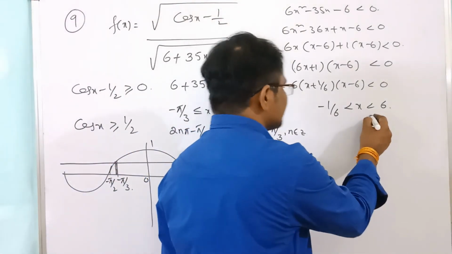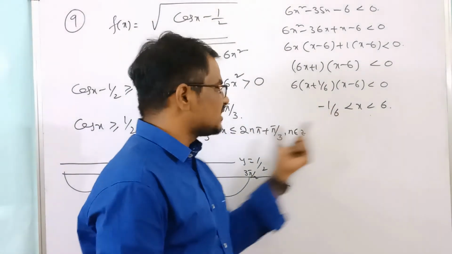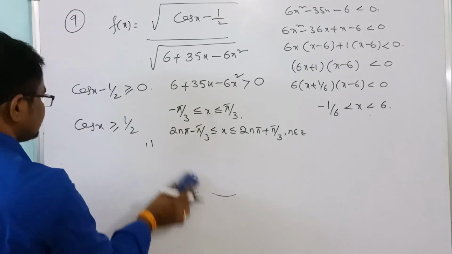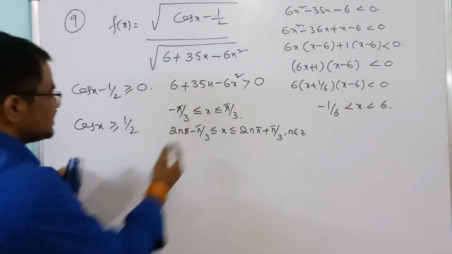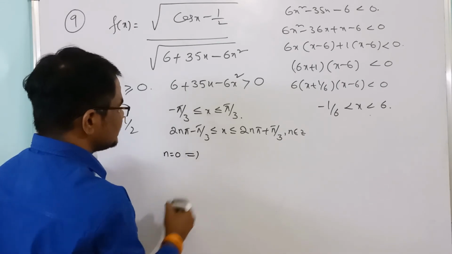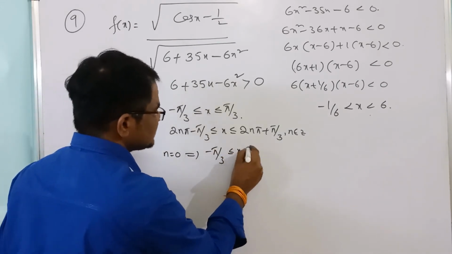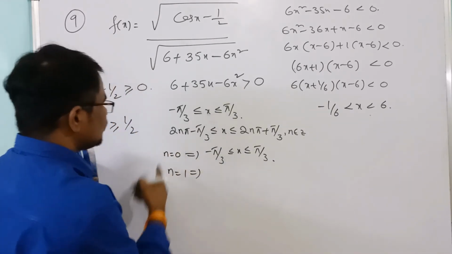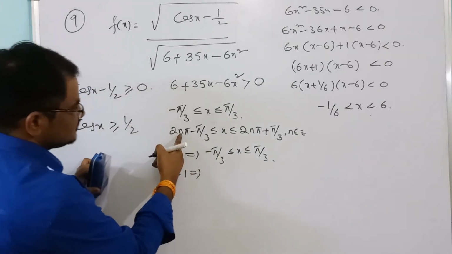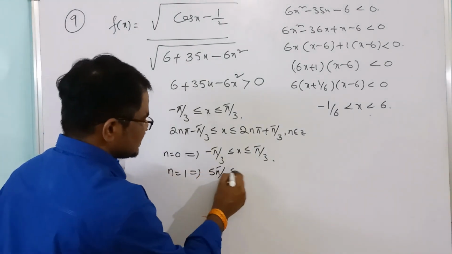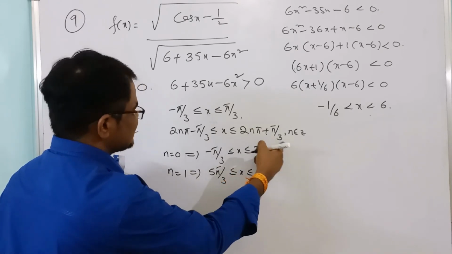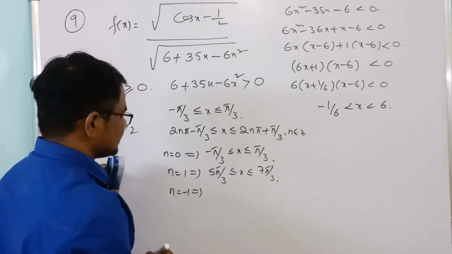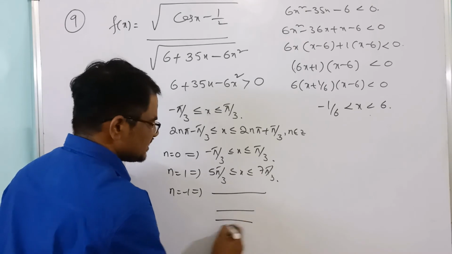Now with this one, in this interval, how many common are there? That many you have to take on the real number line. Okay? So for that one, see here, n equal to 0 if you take, what will you get? Minus pi by 3 less than or equal to x less than or equal to pi by 3, right? N equal to 1 means 2 pi, so 5 pi by 3 less than or equal to x less than or equal to 2 pi plus pi by 3, that is 7 pi by 3. Next, n equal to minus 1 if you take, one more condition you will get. Like this many conditions you will get.